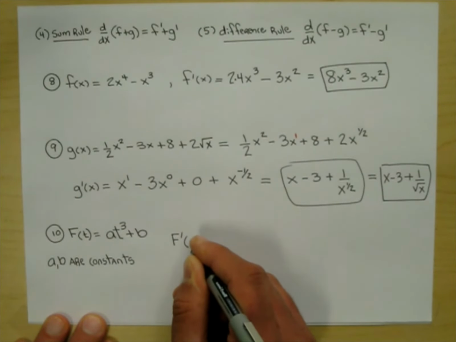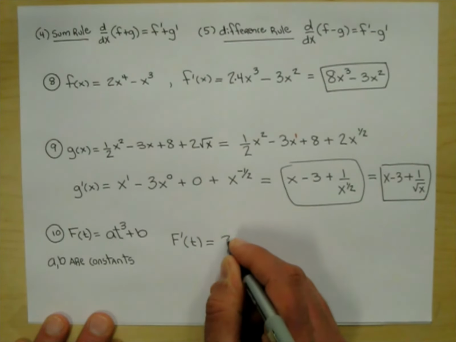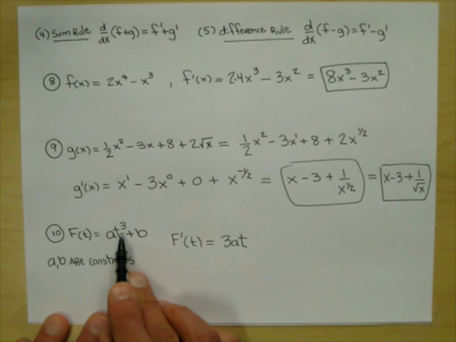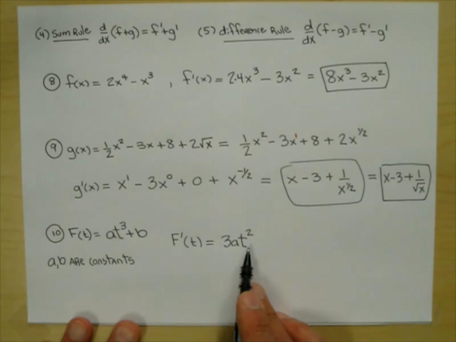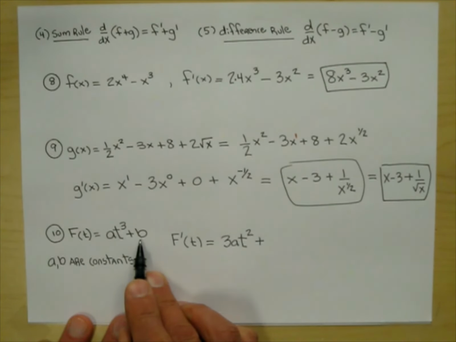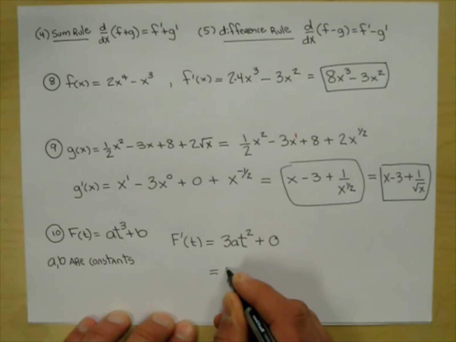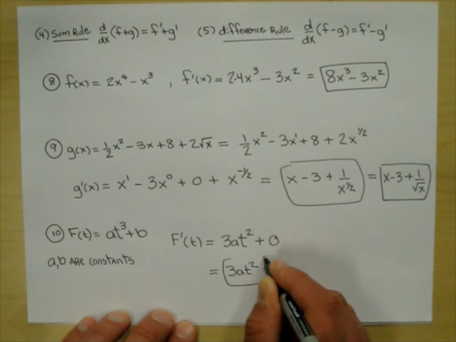F prime of t is, okay, the 3 jumps out and gets multiplied by the a. So what is 3 times a? That's 3a. So I'm going to write 3a t, and then one less than that is 2, so 3a t squared. And plus b is a constant. What is the derivative of a constant? 0. So my final answer is 3a t squared, and that is the derivative.